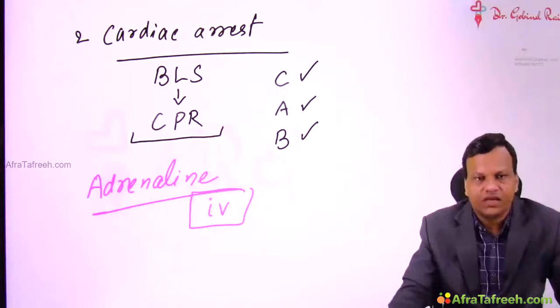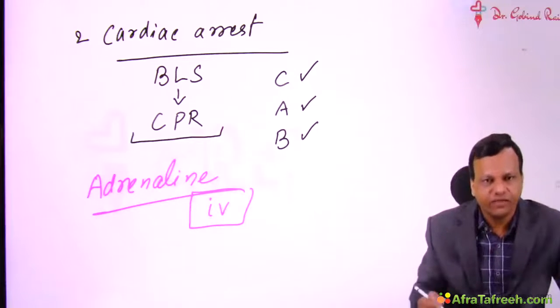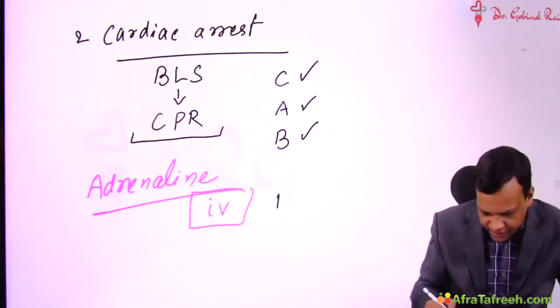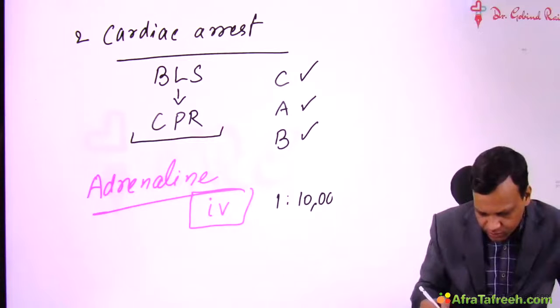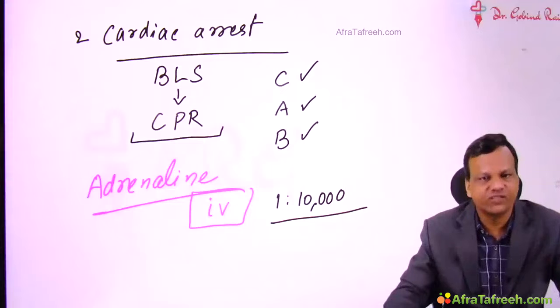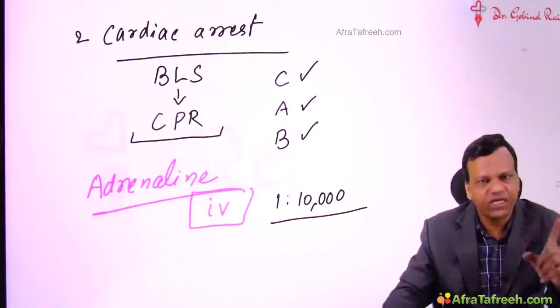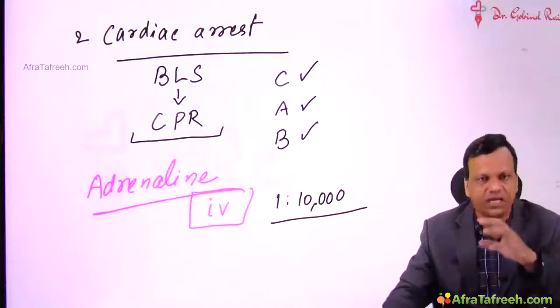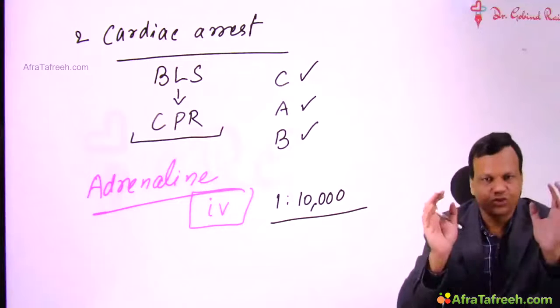So what will be the concentration of adrenaline when we give it IV? Yes, the concentration of adrenaline is 1:10,000. Remember in anaphylactic shock, when we gave it intramuscular it was 1:1000, but when we give it IV it is 1:10,000. The same here, when we give intravenously it is 1:10,000.